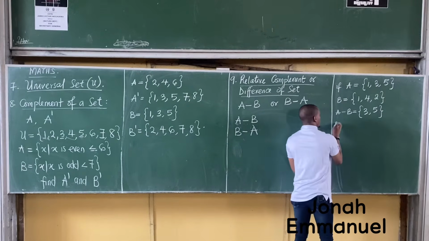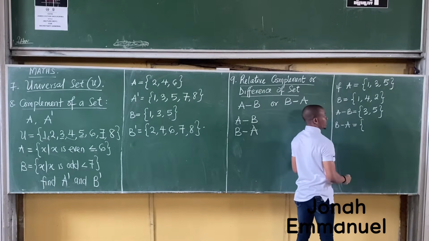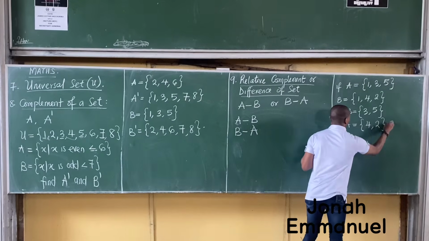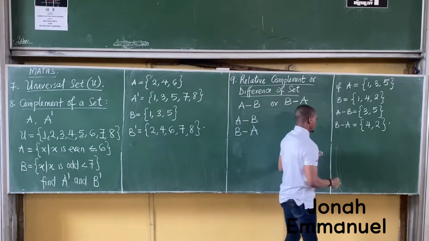Now what will be B minus A? Elements in B but not in A. What do you get there? 4 and 2. That's all. Any question?